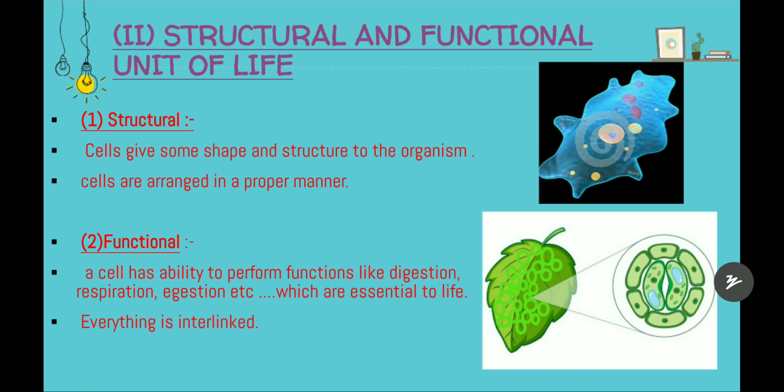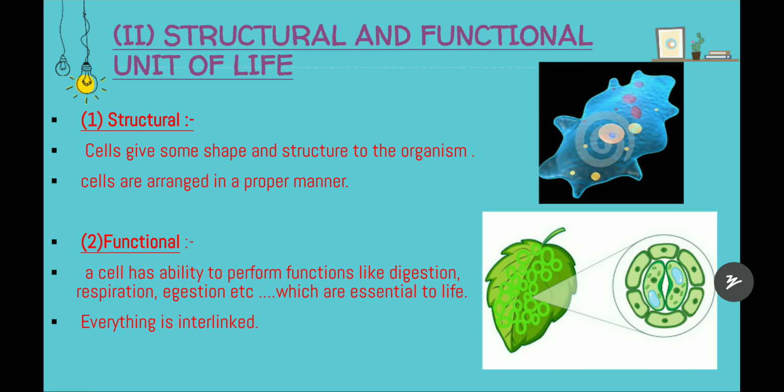Cell gives the shape and structure to the organism, and these cells are arranged in a very proper manner so that it gives some particular shape to the organism. And second, functional. A cell has the ability to perform functions like digestion, respiration, etc. We can see in our human bodies all this happening, right? Even plants and animals have these processes happening in their life. So these processes are very essential to life. Without these processes, no life exists, right?